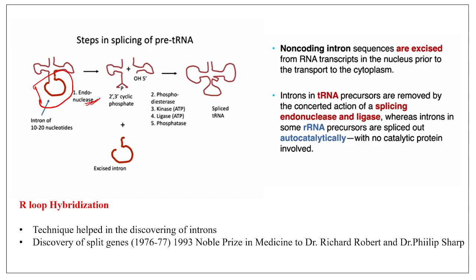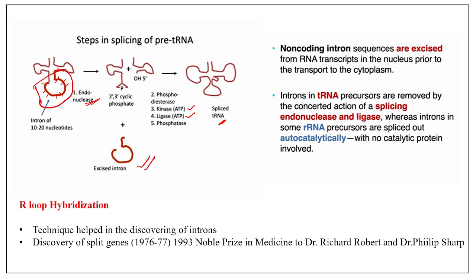From here, this much portion is removed, and a little bit of this portion also. So you are left with this, which is a 2',3' cyclic phosphate. Then what happens? Then ATP, because nucleotides are there, so you need ATP energy. You need ligase for the joining. Then this portion would be joined, and this would come like this. This portion will come and join. So you will have a spliced tRNA molecule, and this is your excised intron.